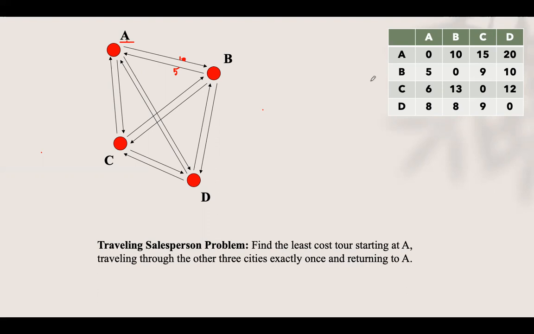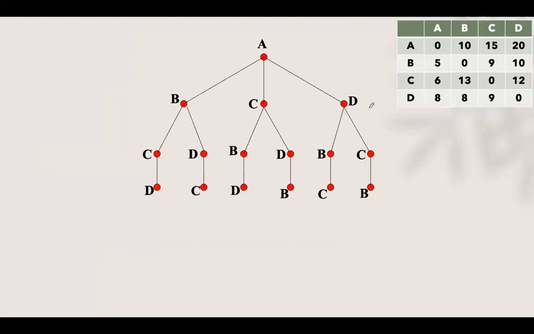You have to take the tour and it should be of minimum cost, and the cost between each and every vertices is given in this table. A to B, A to C, A to D, B to A, and costs are different and it's given in this table. So first we shall try to solve this problem for this given graph along with its cost, and then see the algorithm.